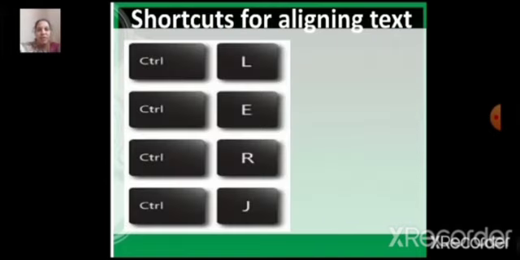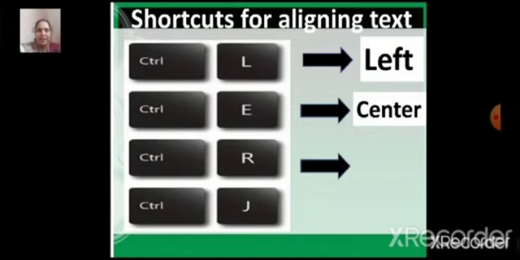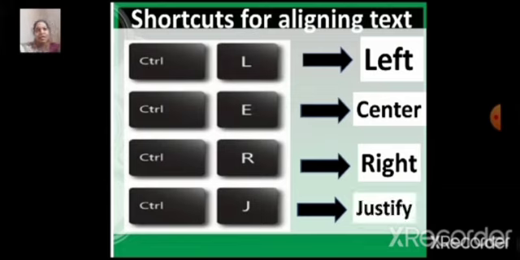We also learnt about the shortcut keys for these 4 types of alignment. Ctrl plus L to left, Ctrl plus E to center, Ctrl plus R to right and Ctrl plus J to justify align the text in MS Word.